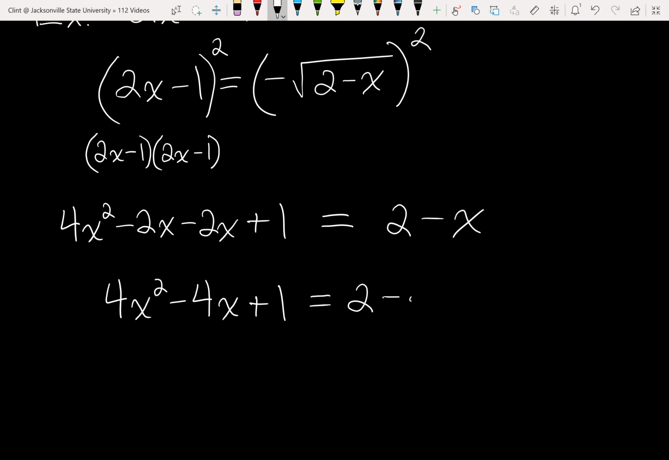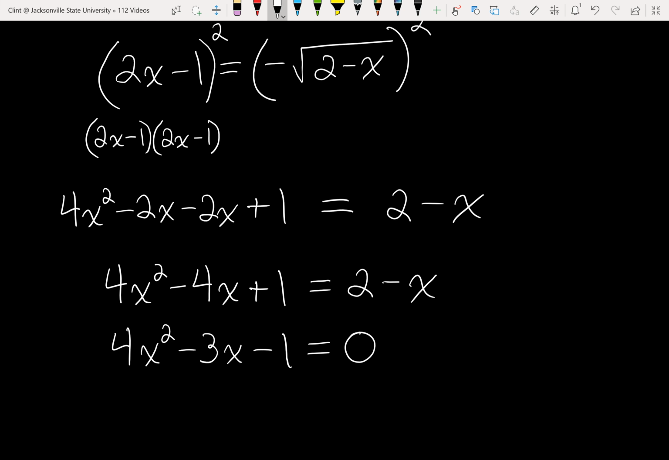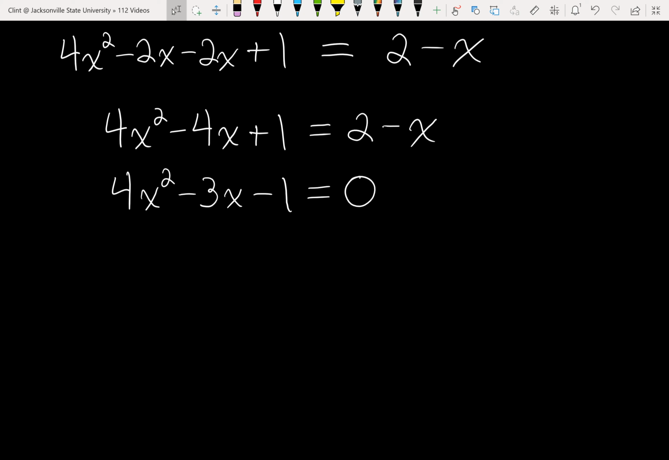And then it looks like we have a quadratic equation again, so we need to move everything to one side. If we add x to both sides, we get 4x squared minus 3x, negative 4x plus x. And then we subtract 2 from both sides, so 1 minus 2 gives us negative 1. And here, not super easy to factor, it doesn't look like, so maybe the quadratic formula is a good choice.